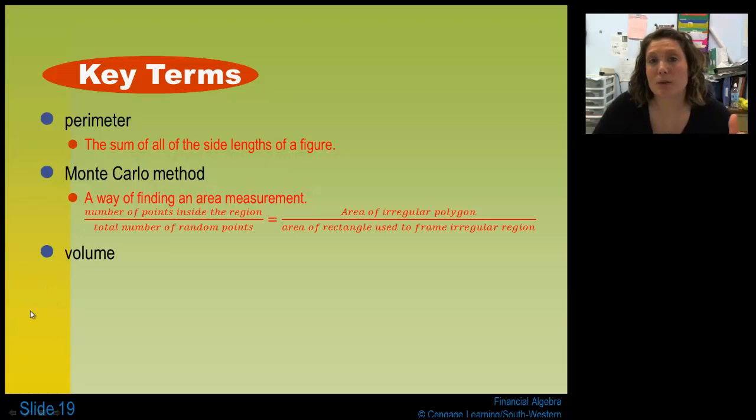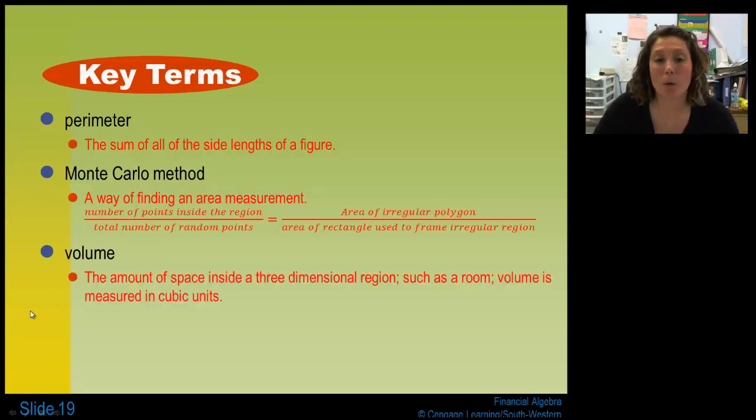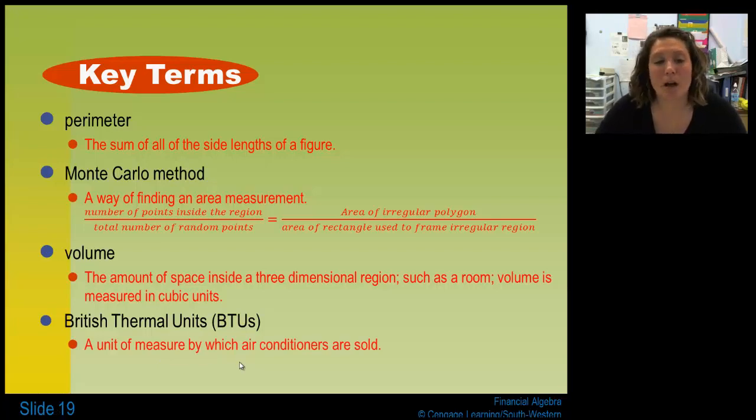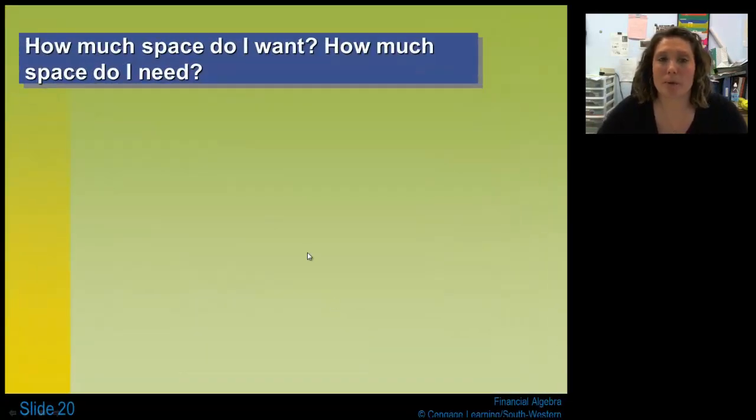Volume, this is what it takes to fill up something. This is what it holds, the space inside of a 3-dimensional region. For example, a room. Volume is always measured in cubic units. And then British thermal units, or BTUs, this is a unit of measure by which air conditioners are sold, and we're going to get into that in one of our last examples.